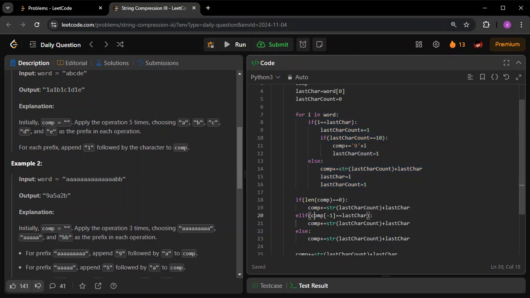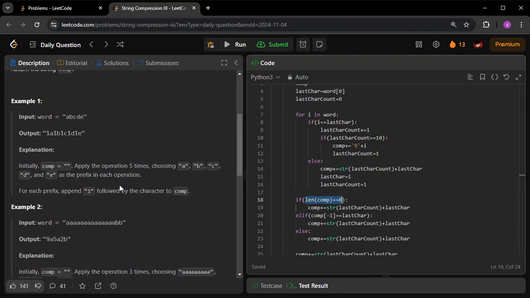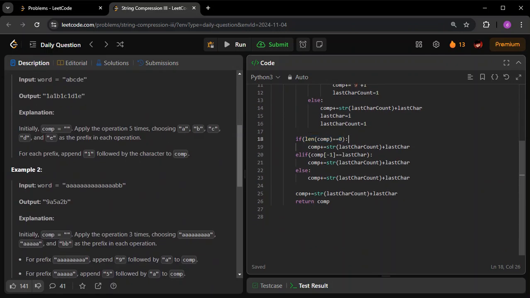So in this case, when 9A is already mentioned and you're trying to have another entry of it, simply append the current character count and the last character itself. And what is this condition? See, for example, if my word has a single character only, this will be the case here, like this.